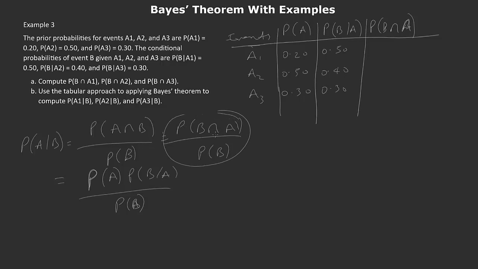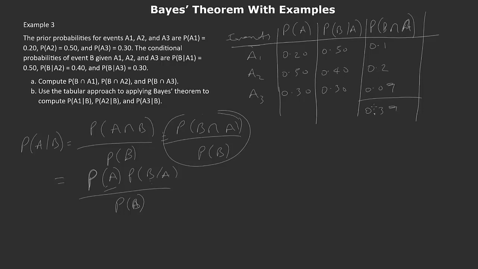So this particular value is simply the product of this. You just multiply this out and that will give you 0.1. Then if you multiply this, you get 0.2. Multiply these two values, you get 0.09. When you take the sum, this will give you 0.39. So for the first question, the answer is as follows: 0.1, 0.2, and 0.09.